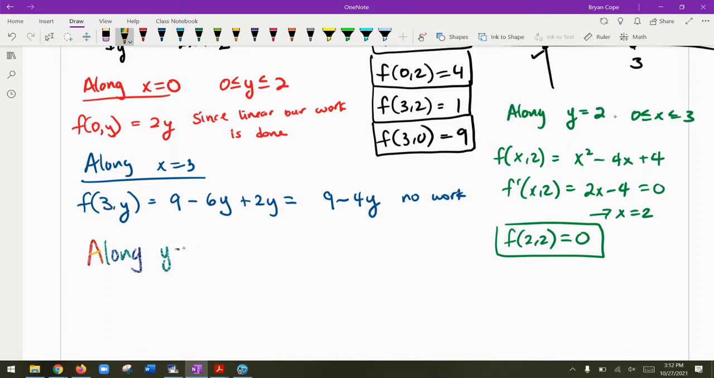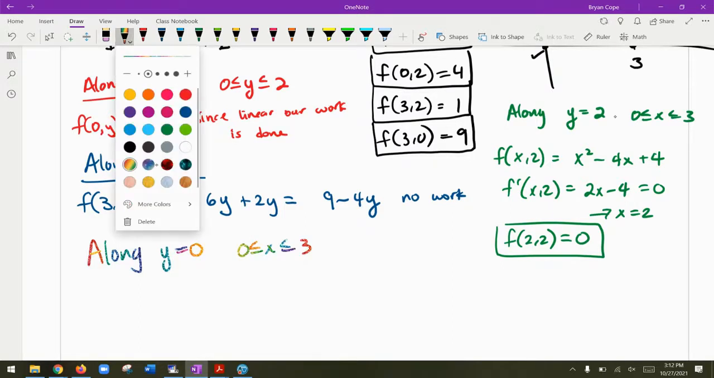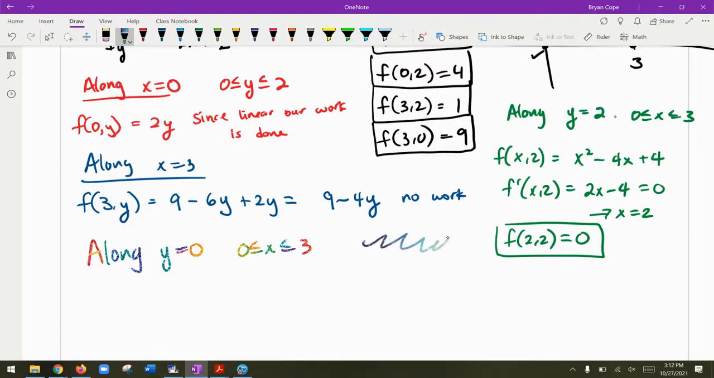Okay, so along y equals 0, as x varies from 0 to 3, let me change to galaxy. There it is. Oh, it's so beautiful. All right, so what happens now is we get the function f of x, 0, which is just x squared, right? Well, also boring, because on the interval from 0 to 3, x squared doesn't do anything interesting. It's always increasing, which means we don't really need to check for critical points, because the critical point would just be at 0. We've already checked there. So our work is done.